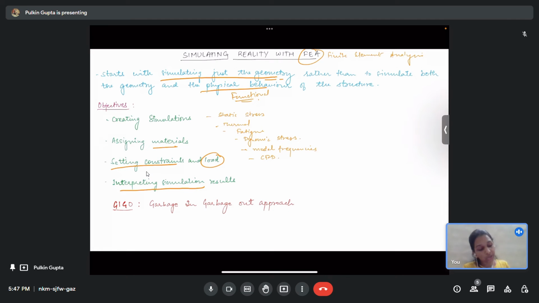But this simulation technique is a type of GIGO, which is garbage in, garbage out. So you need to carefully create your simulation, carefully build in the models that you think would approximate the real world situation more closely. If you give in some erroneous inputs, then all your results will be erroneous. If you give in accurate inputs, your outputs will also be more accurate in nature.